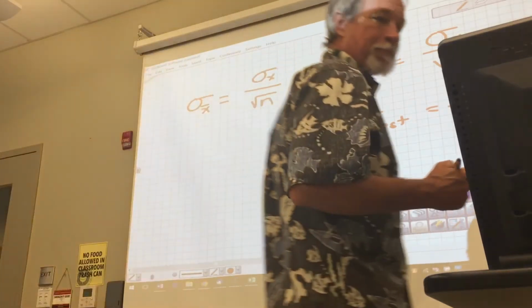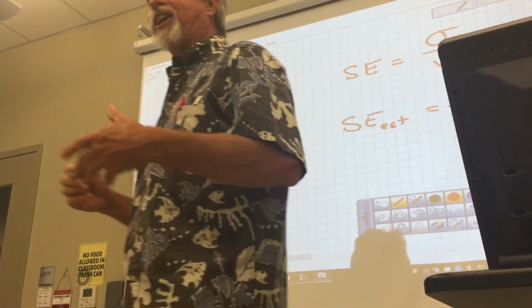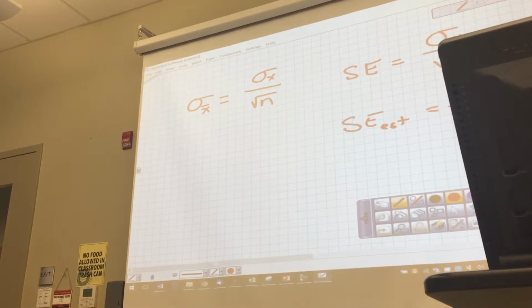So how would we have that? Can we do that? Yeah. Because if we collected the sample, when we calculate these, we know how to calculate the standard deviation of the sample. You will always have the standard deviation of the sample because you can calculate it. If you have the data to calculate the mean, you have the data to calculate the standard deviation.